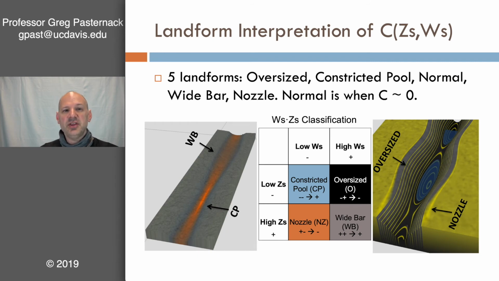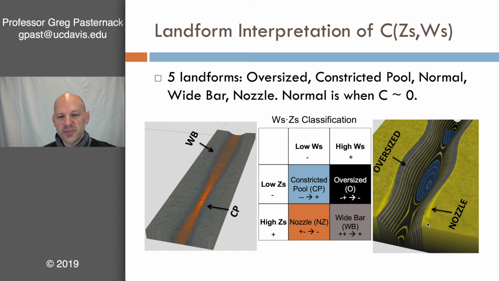Let's return now to the basic building blocks for those 5 landforms I was talking about. I put 4 of them on the view here: nozzle, oversized, wide bar, constricted pool, and then the 5th is normal. Now let's try to understand what the combinations are for our continuous functions. So we have standardized width that could be low or high, and then you have detrended standardized bed elevation, which too can be low or high. So let's play the game.